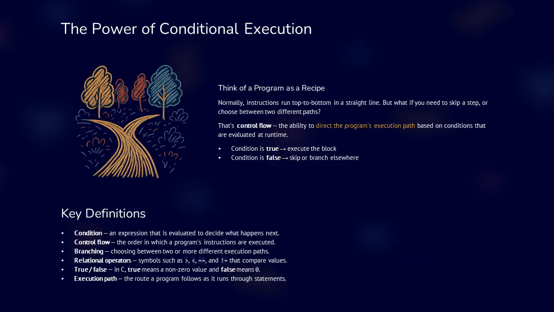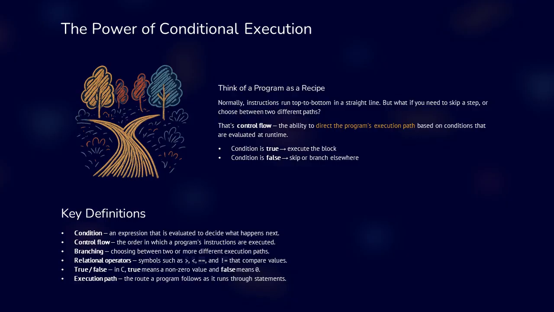The power of conditional execution. Think of a program as a recipe. Normally, instructions run top to bottom in a straight line. But if you need to skip a step or choose between two paths, that's control flow. The ability to direct the program's execution path based on conditions that are evaluated at runtime. Condition is true, execute the block. Condition is false, skip or branch elsewhere.